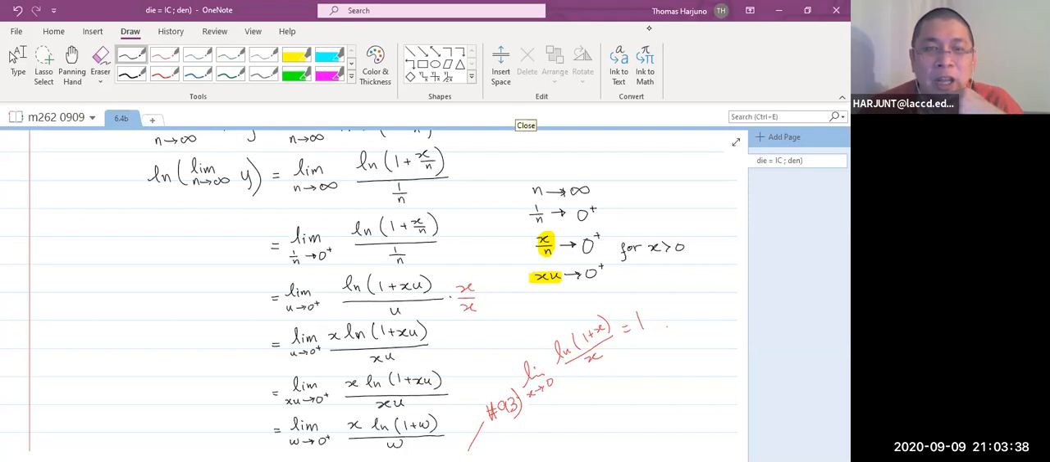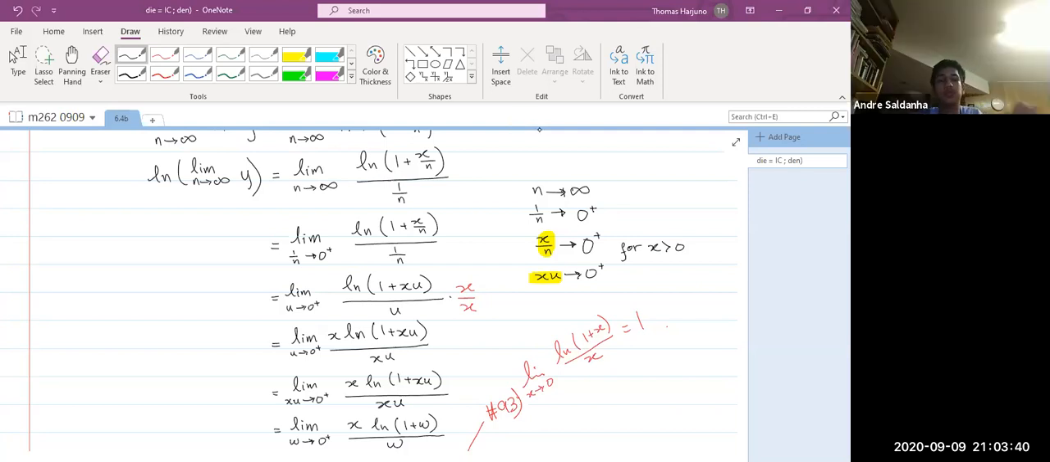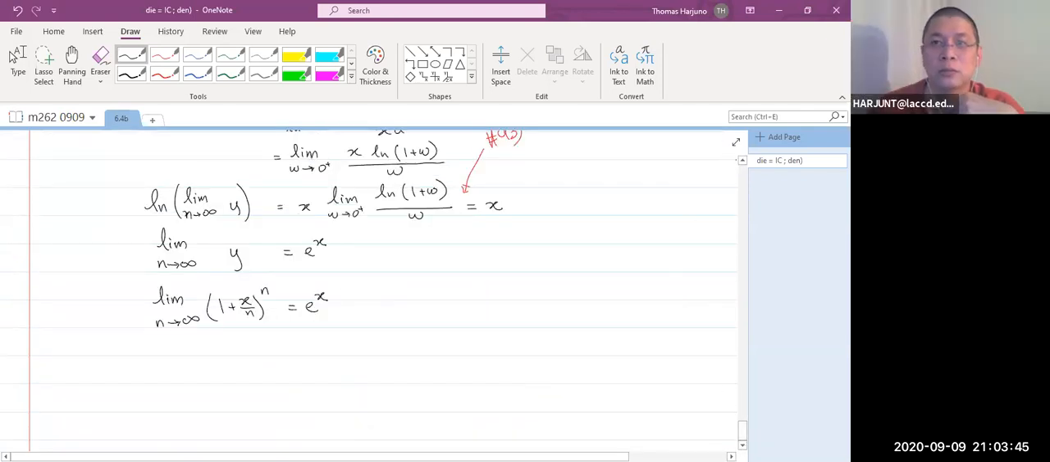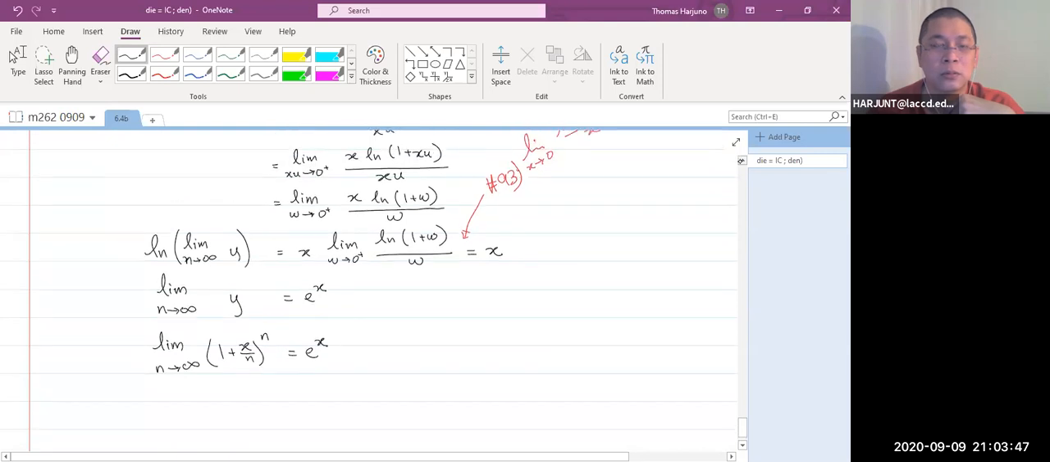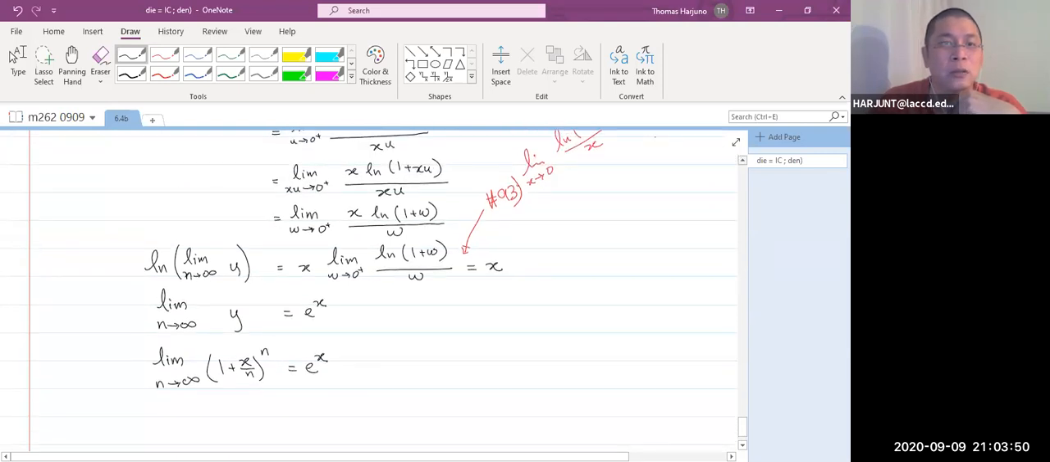Where did the ln go in the last part? Which ln? The ln here? Yeah, so ln of blah equals x, so blah is e to the x. Right? So the ln being undone becomes e to the x on the other side.